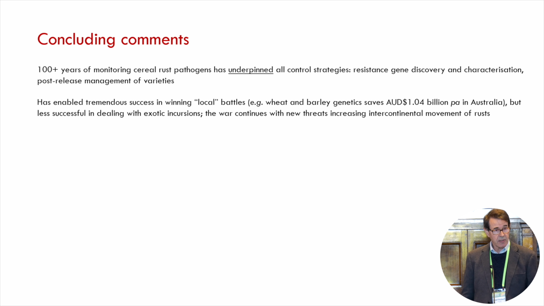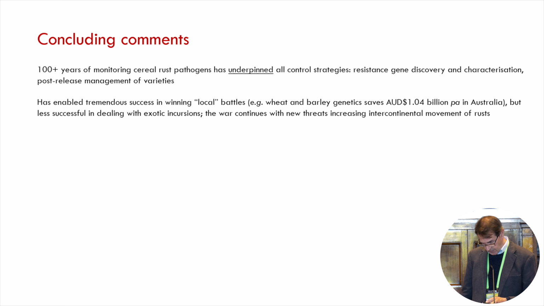But where we've been less successful, so this has been in dealing with the locally emerging rust pathogen isolates that have emerged through mutation and processes like that. But where we've been far less successful is dealing with these exotics, because we don't know when they're going to come in, we don't know where they're going to come from, and we don't know what attributes they're going to bring with them.